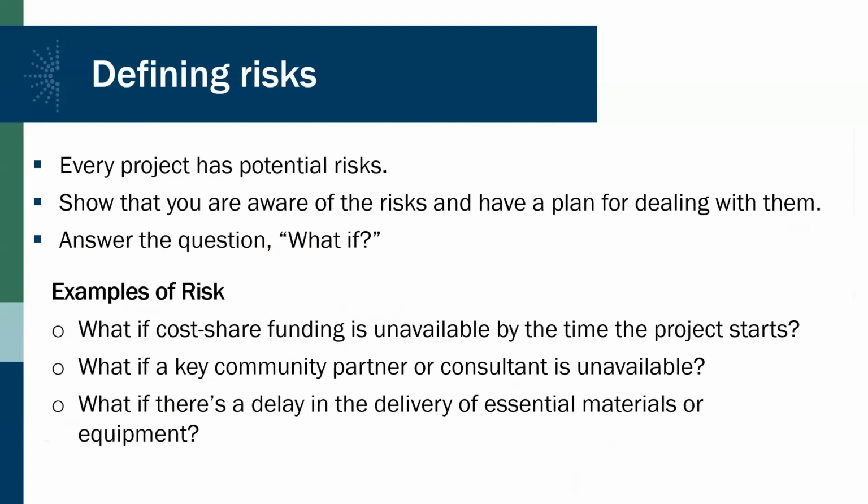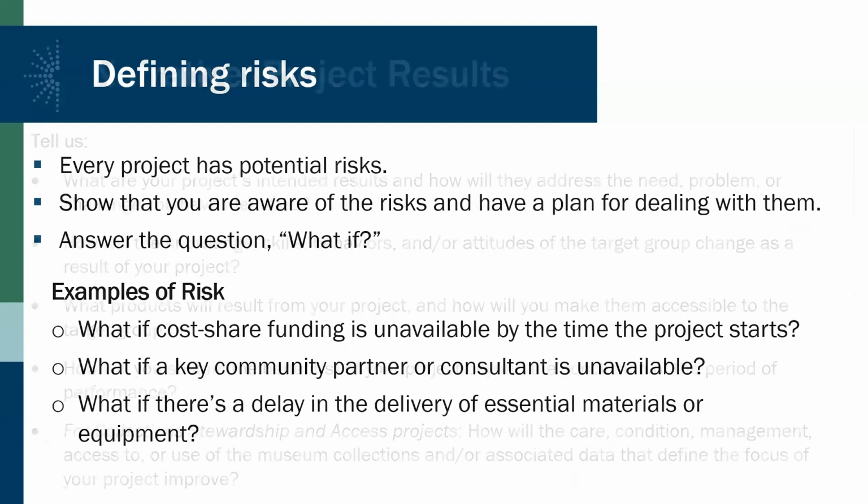A project may be dependent upon fundraising to generate the cost share, but it is not complete by the time the application is submitted. What will the institution do if that money is not available by the time the project gets underway? A project depends on your community partners to achieve success, but what if one partner becomes unavailable? What do you do now? A project involving rehousing collections into new museum quality collection storage furniture might run into delays in the delivery of the cabinets. What happens to the collection items then? How will the institution ensure that they remain safe and secure?